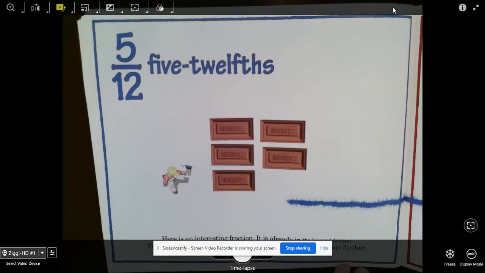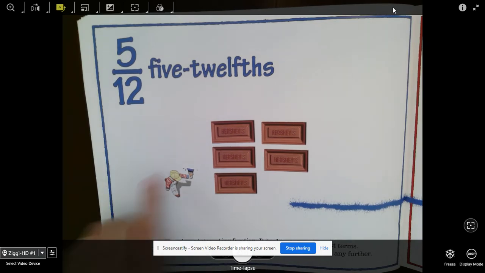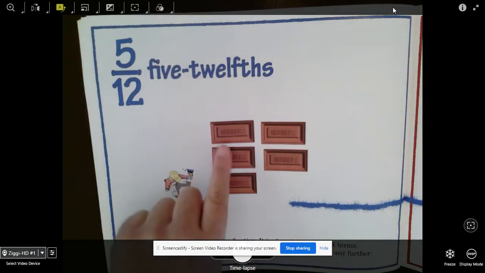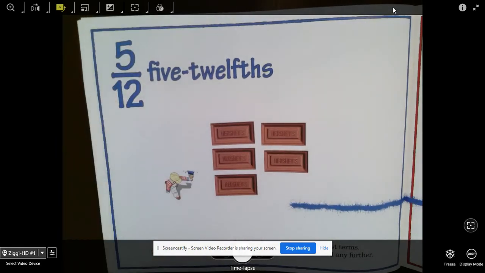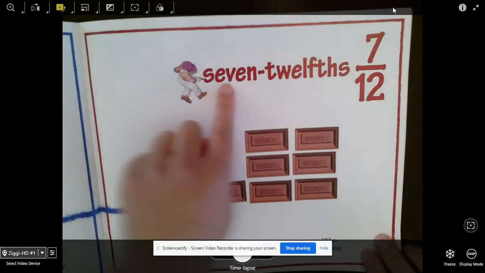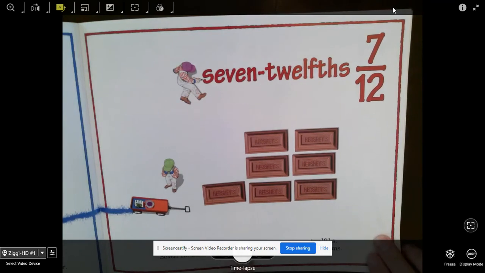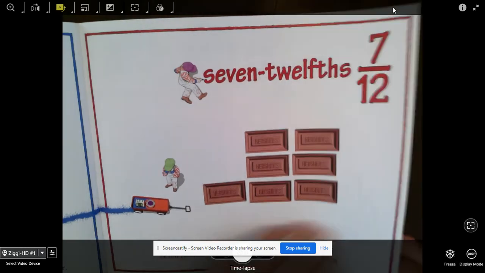Here is an interesting fraction. It is already in lowest terms. The fraction 5/12 cannot be broken down or reduced any further. So let's see, there's 12 pieces in all. This is 1, 2, 3, 4, 5 out of the 12 pieces. 5/12. What's left over is 7/12. The amount left over from 5/12 is 7/12. 7/12 is another fraction that is in lowest terms.